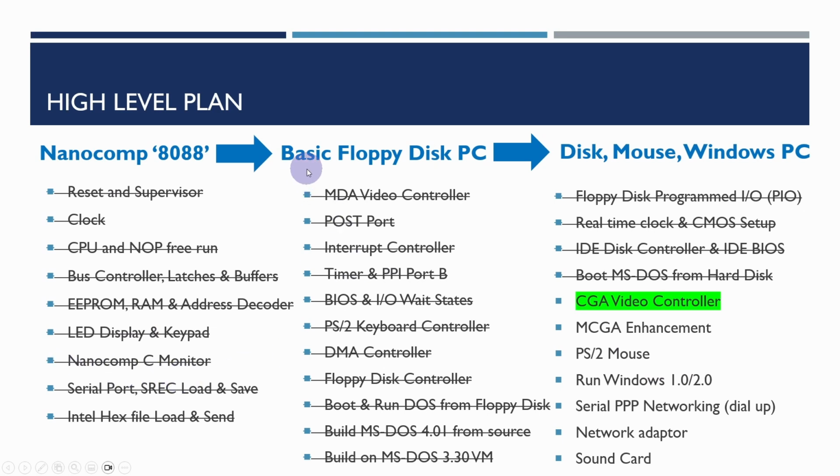We then extended this to build a basic floppy disk PC with a monochrome display adapter video controller and floppy disk controller, and we're able to boot MS-DOS 3.30. In this final stage, we're trying to build a PC capable of running early versions of Windows. So we've already built the IDE disk controller and got the computer to boot MS-DOS off the hard disk. This is the last main step in the process to be able to get Windows running.